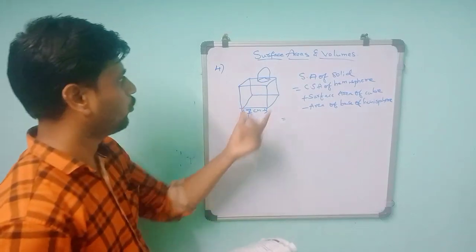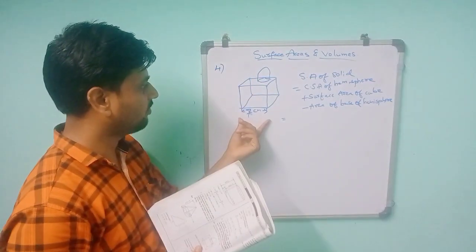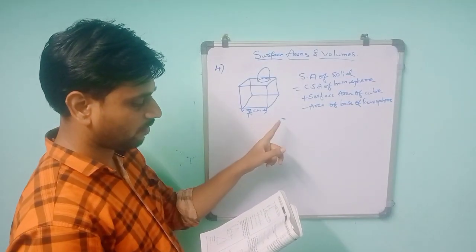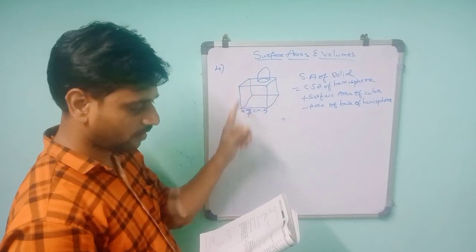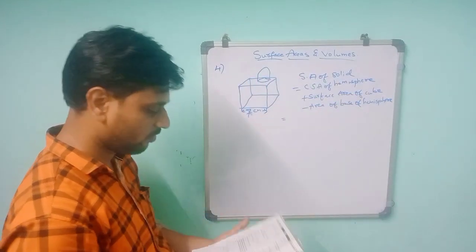So what we have is a cube, surmounted by a hemisphere. The cubical block has side 7 centimeter. What is the greatest diameter the hemisphere can have, and find the surface area of the solid. So the surface area of the solid is given by the following.